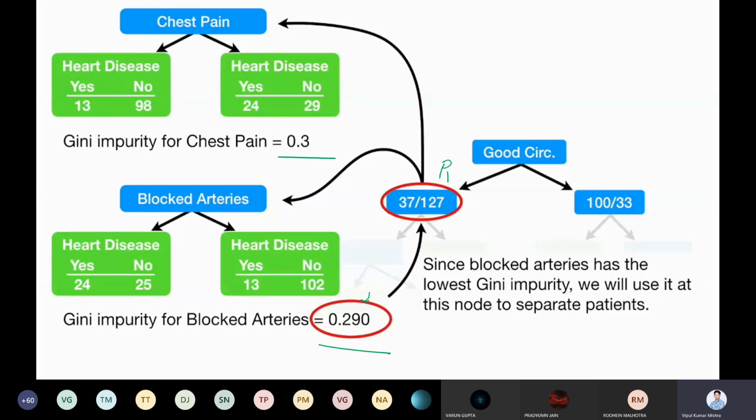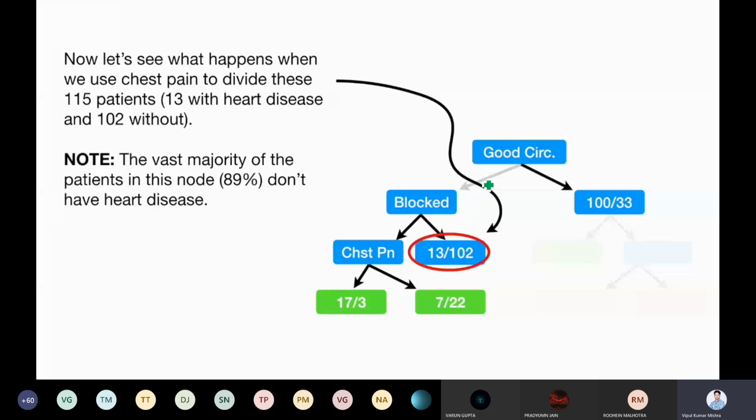So you decided to move for the blocked arteries, right? After good blood circulation you have blocked arteries. Now in this blocked arteries again you have two options, yes and no. In yes again you have some numbers, in no again you have some numbers. Last we have chest pain, so you divided this last yes part with the chest pain, and you got these numbers 17, 3, 722. That is the final node, because now you do not have any more features, so you cannot move ahead. So you reach the leaf node.